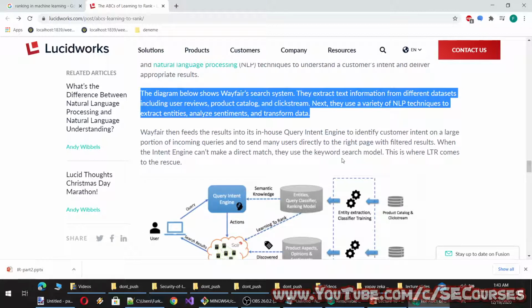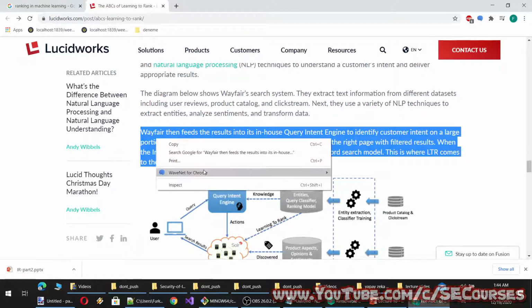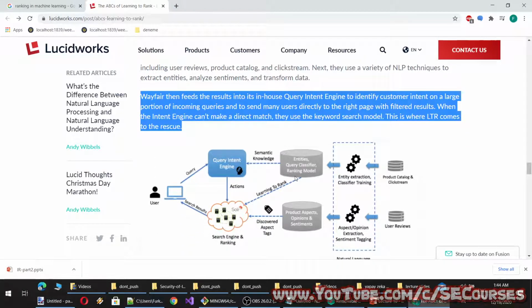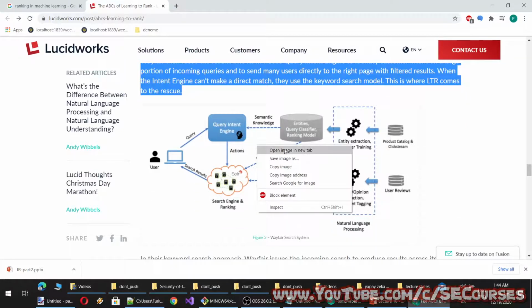The diagram below shows Wayfair's search system. They extract text information from different datasets including user reviews, product catalog, and clickstream. Next, they use a variety of NLP techniques to extract entities, analyze sentiments, and transform data. Wayfair then feeds the results into its in-house query intent engine to identify customer intent on a large portion of incoming queries and to send many users directly to the right page with filtered results. When the intent engine can't make a direct match, they use the keyword search model. This is where LTR comes to the rescue.